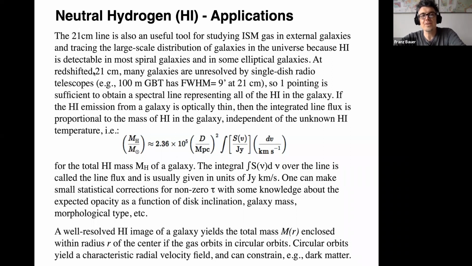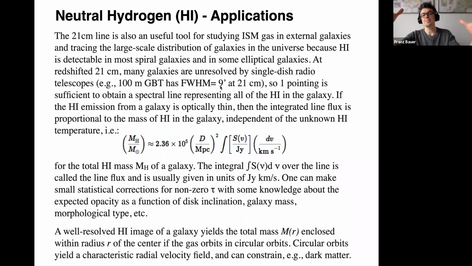And so we have redshifted 21 centimeter, and we have galaxies which are unresolved by single-dish radio astronomy, the radio dishes. Just as an example, the 100-meter Green Bank Telescope has a beam of about 9 arcminutes, and so only the nearest galaxies are going to be resolved by that.